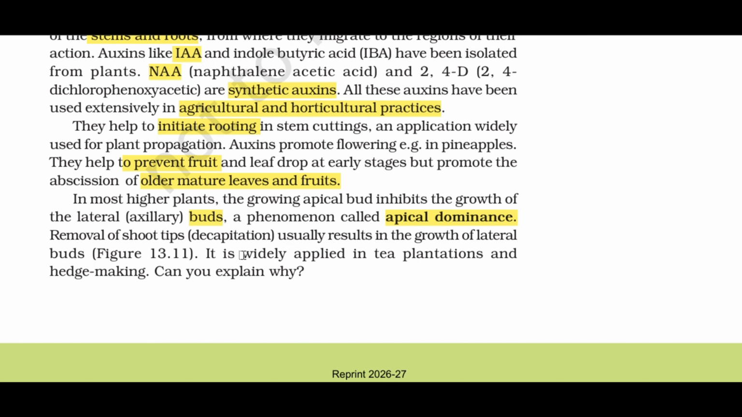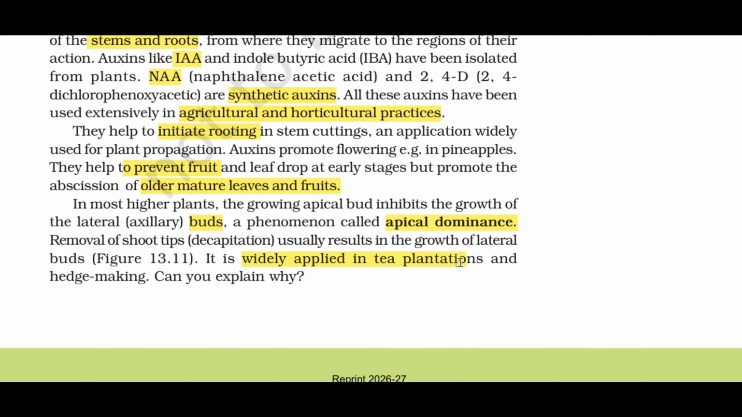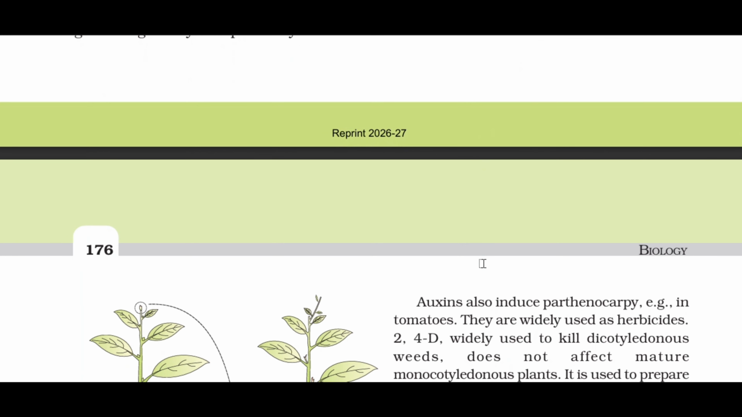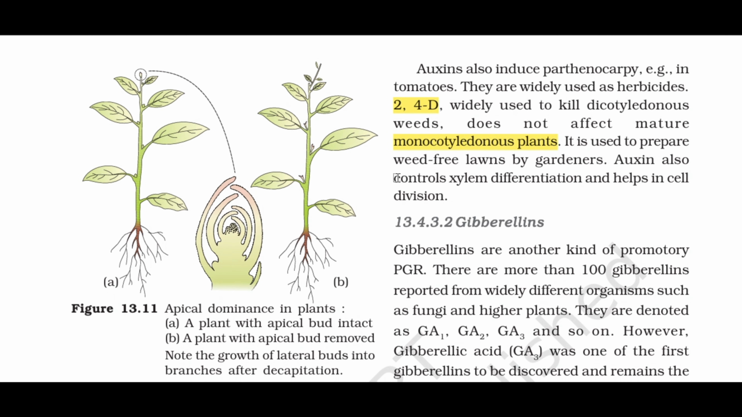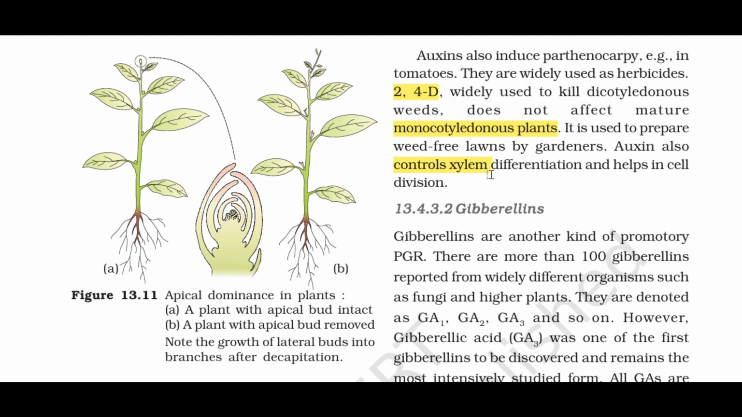It is widely applied in tea plantations and hedge-making. Can you explain why? Auxins also induce parthenocarpy, for example in tomatoes. They are widely used as herbicides. 2,4-D, widely used to kill dicotyledonous weeds, does not affect mature monocotyledonous plants. It is used to prepare weed-free lawns by gardeners. Auxin also controls xylem differentiation and helps in cell division.